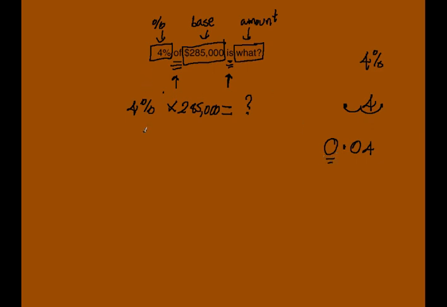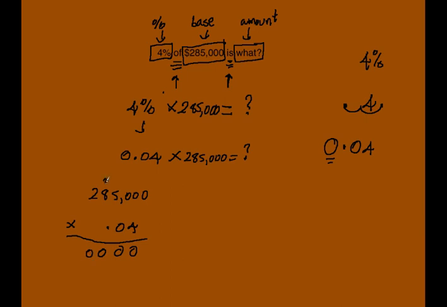So how do we multiply 4%? Instead of 4%, it's technically 0.04 times 285,000 equals what? So you're literally going to go on the side and do that multiplication. 0.04. 4 times 0 is 0, 4 times 0 is 0, 4 times 0 is 0, 4 times 5 is 20, carry a 2, 4 times 8 is 32, plus 2 is 34, carry a 3, 4 times 2 is 8, plus 3 is 11.